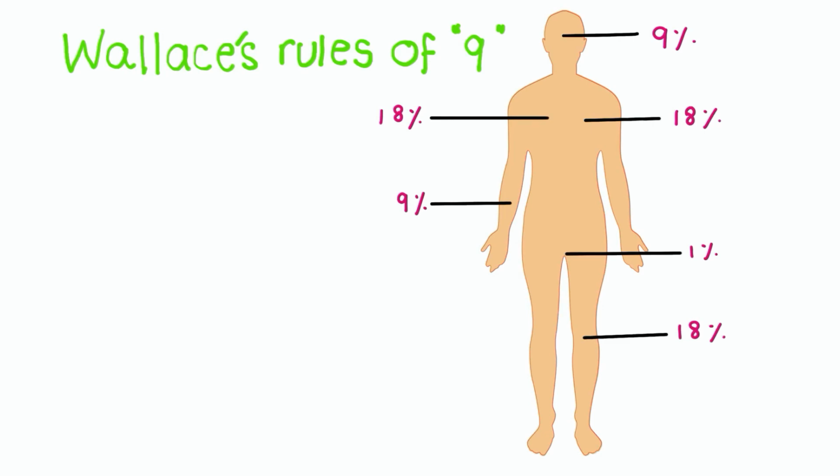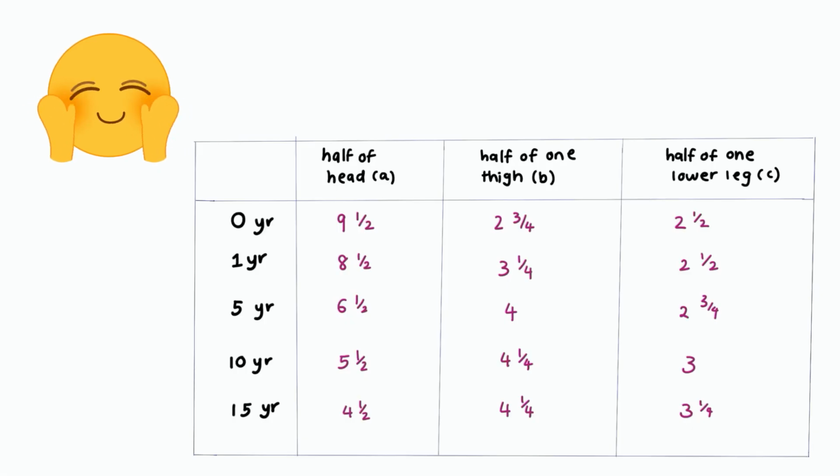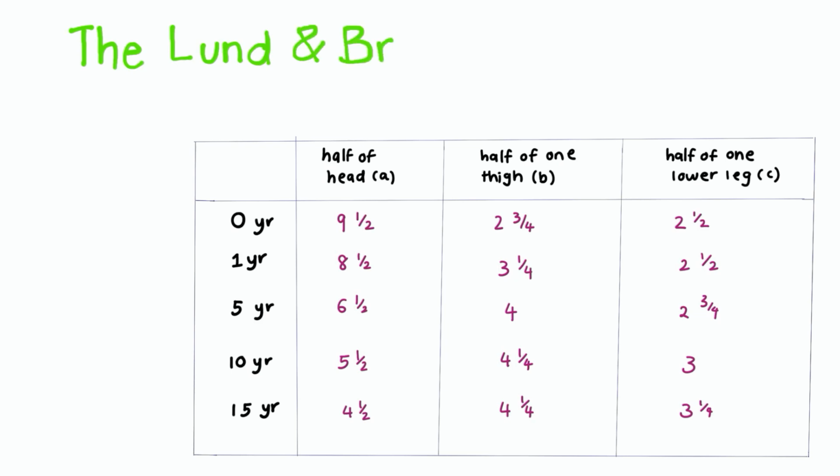The second method is the Lund and Browder chart. This chart is most commonly used to assess the burnt body surface area in children and infants. They use different percentages in pediatrics because the surface area of the head and neck relative to the surface area of the limbs is typically larger in children than adults.